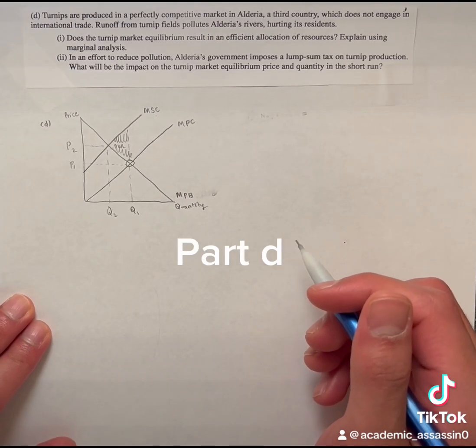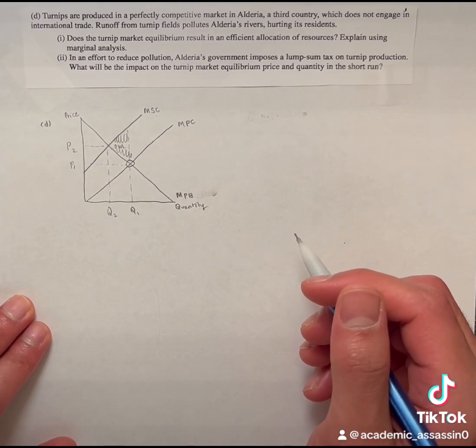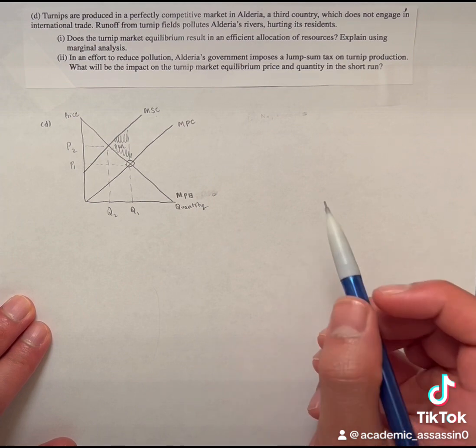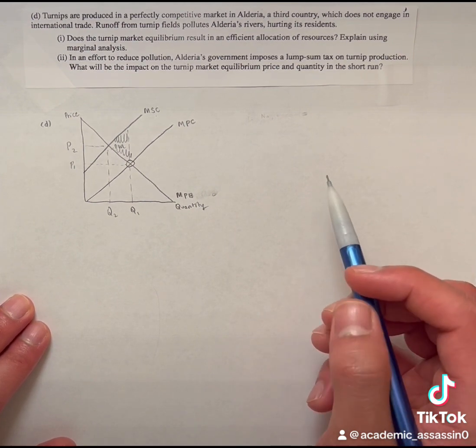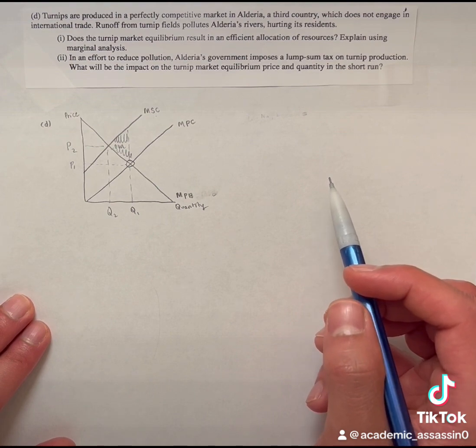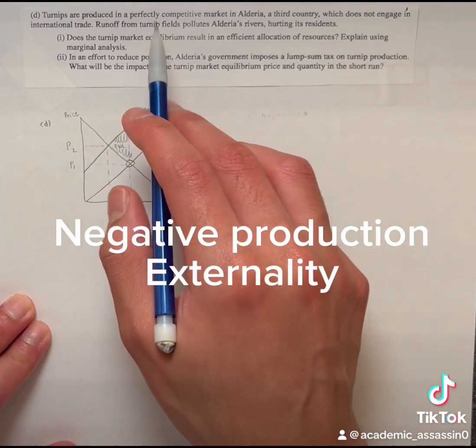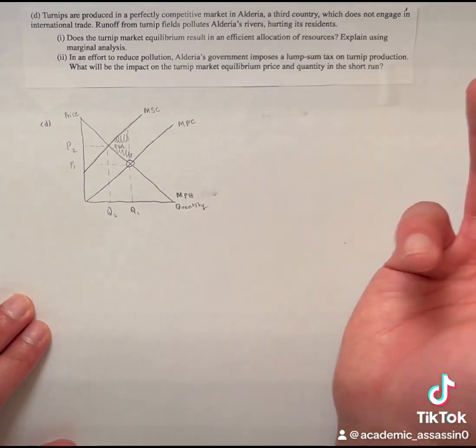For Part D, turnips are being produced in Algeria, a third country, which does not engage in trade. Runoff from turnip fields pollutes Algeria's rivers, hurting its residents. So this is an example of a negative production externality, right? The production of turnips is what's causing society harm.